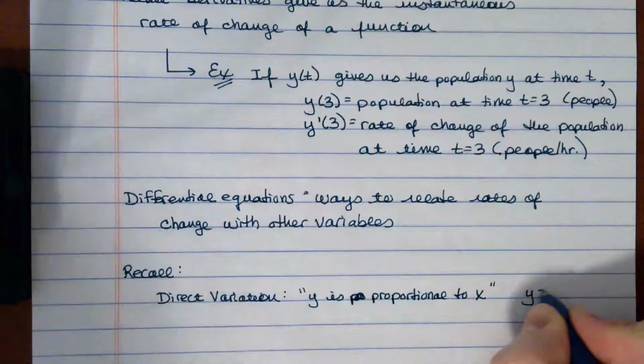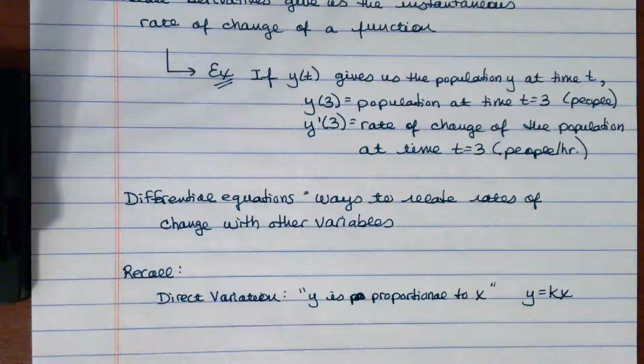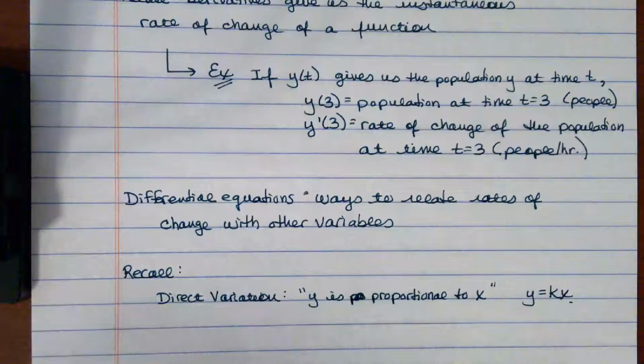We have our direct variation function y equals k times x, which basically says, as long as k is a positive number, if x goes up, y goes up. If x goes down, y goes down. The two things are directly related. The two things are proportional.